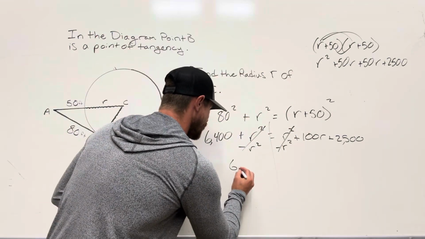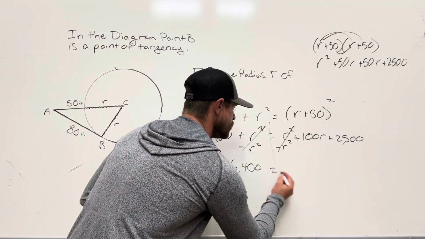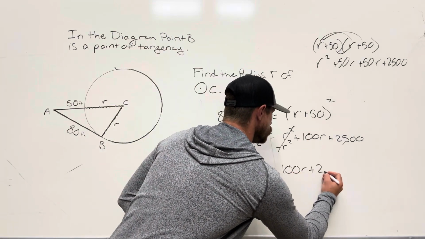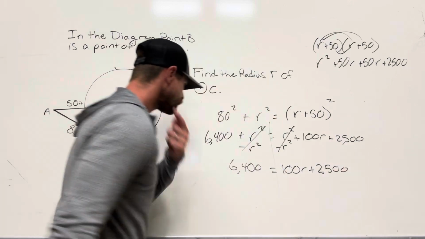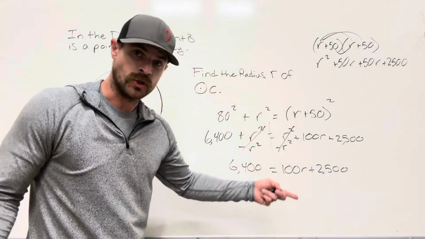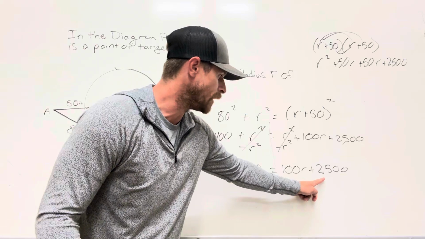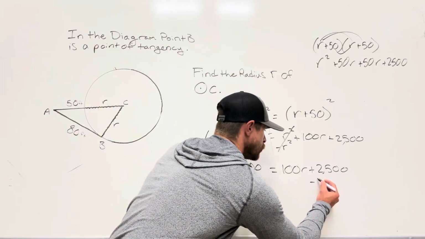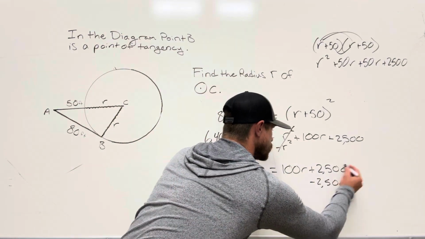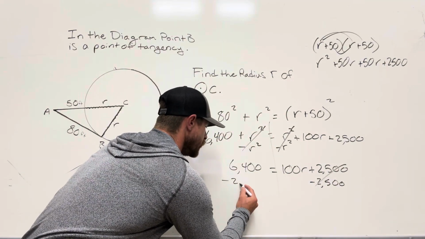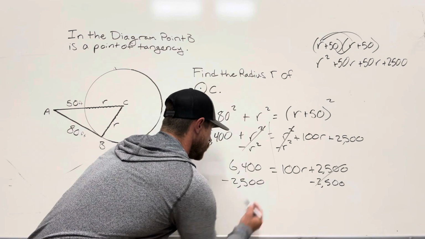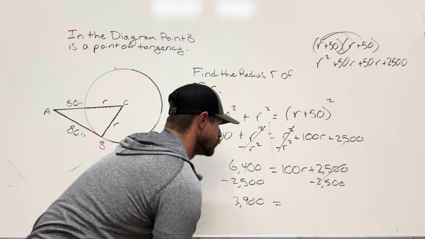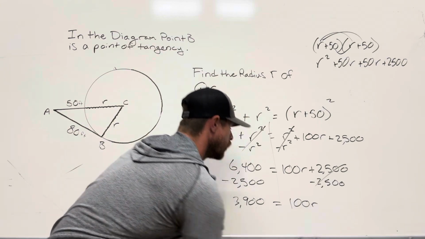Now we've got 6,400 is equal to 100R plus 2,500. Now it's a two-step equation from this point. We're just going to take away 2,500, the inverse operation. This says plus 2,500, so we're taking 2,500 away. It goes away on the right side, and you take it away over here. That leaves me with 3,900 is equal to 100R.